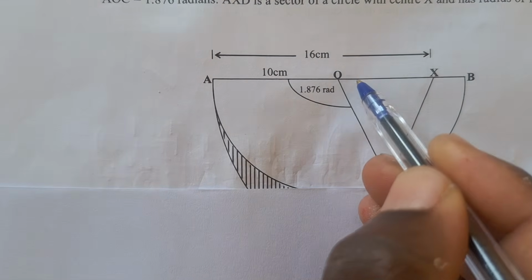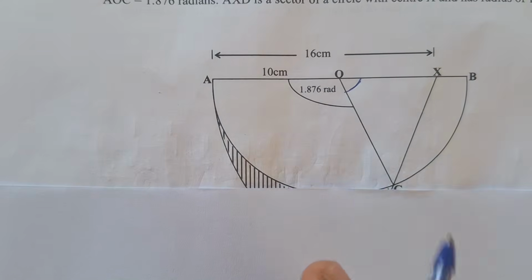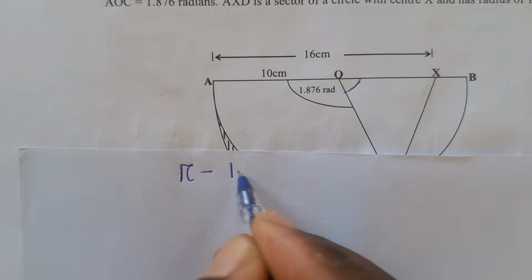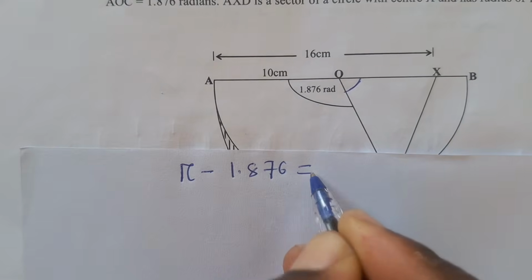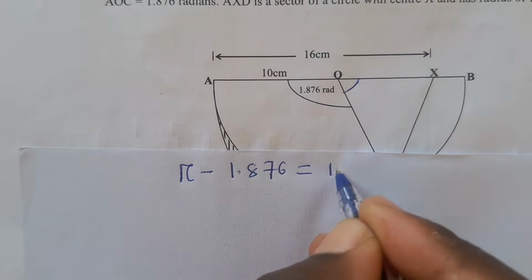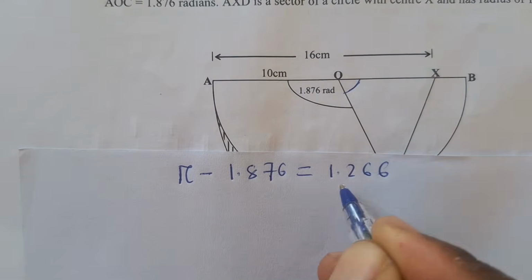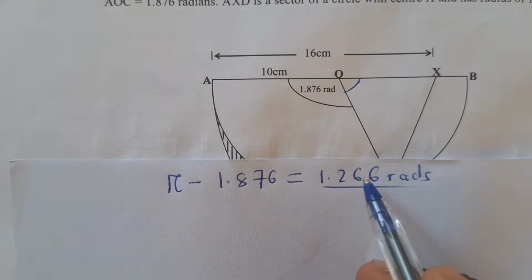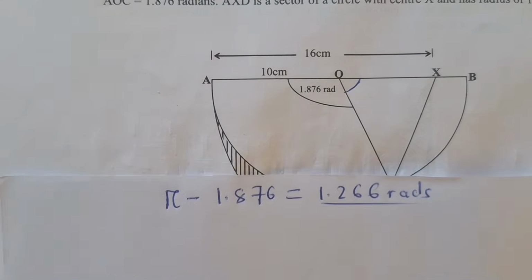We're first going to find this angle here. So we shall say pi minus 1.876. This, of course, is giving us 1.266 rads. Okay, so it's in radians. So this is the angle in radians right here.